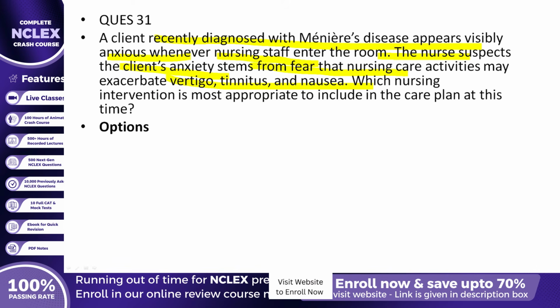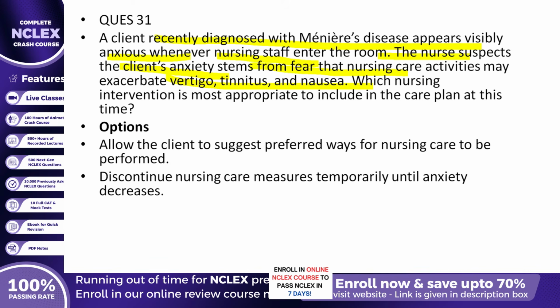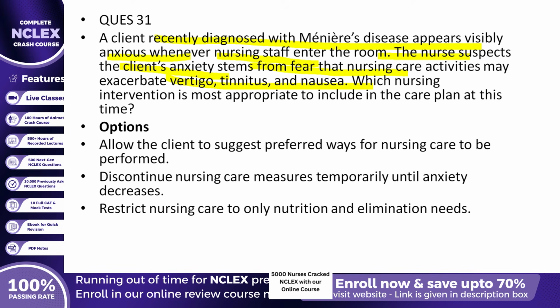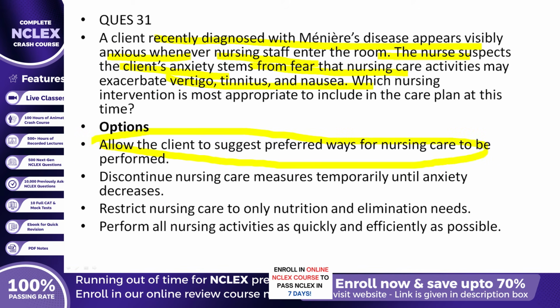Here are the options to carefully consider. Option 1 is to allow the client to suggest preferred ways for nursing care to be performed. Option 2 is to discontinue nursing care measures temporarily until anxiety decreases. Option 3 is to restrict nursing care to only nutrition and elimination needs. And option 4 is to perform all nursing activities as quickly and efficiently as possible. The correct answer is option 1, allow the client to suggest preferred ways for nursing care to be performed.